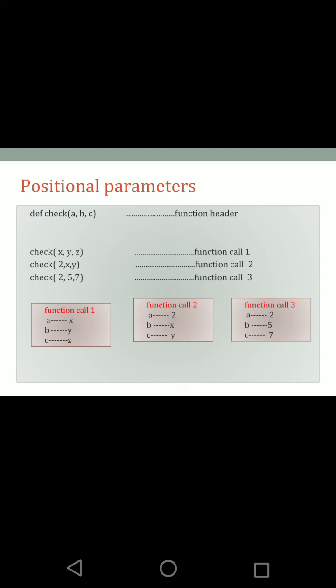Positional arguments: we have a function named check. The function header is def check(A, B, C). A, B, C are the formal parameters there. When a function call is made with check(x, y, z), that is a function call, and x, y, z are known as the arguments. When these arguments are passed, they are mapped by position, which means x will be assigned to A. That is, the first argument will be assigned to the first parameter.